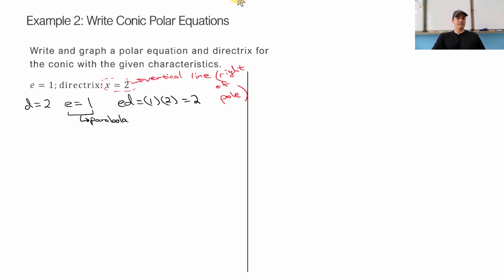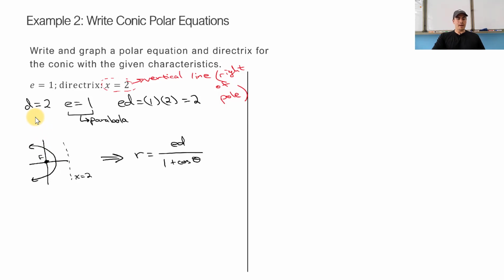Now we have a vertical line that's on the right-hand side of the pole, right? So I can start to sketch this and see what this looks like. It's going to look something like this. It's going to be opening to the left because my directrix is on the right-hand side. And again, the focus is always on the pole in the context of this class.